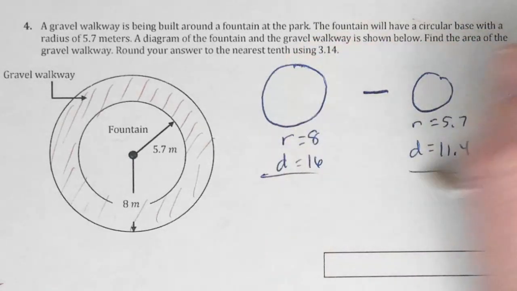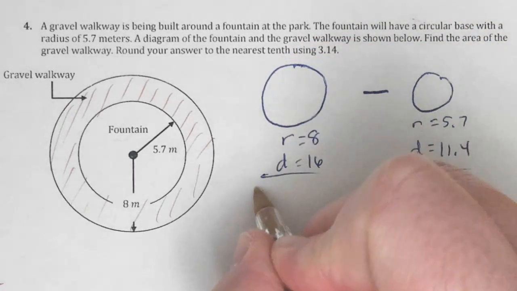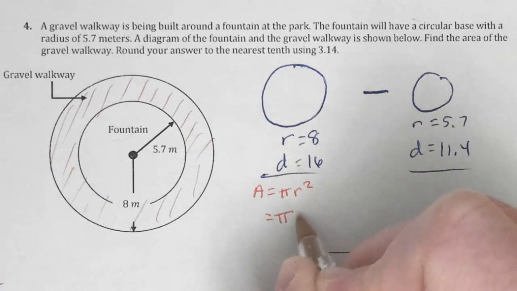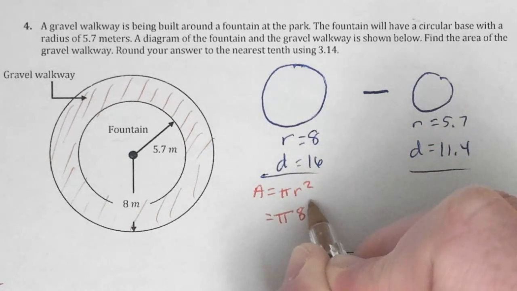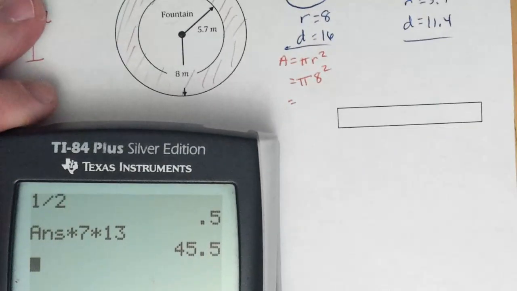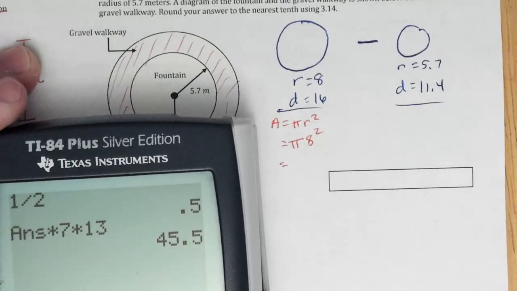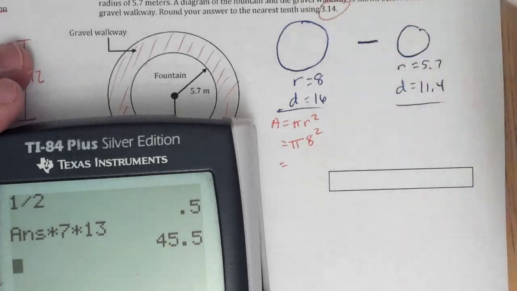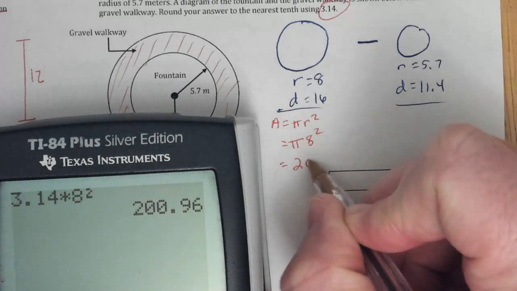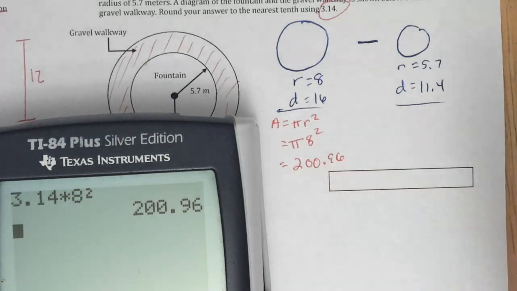Now that we have those, we can do all the work. Area equals pi r squared. So pi, your r is 8, and squared. So all we have to do now is put that in a calculator, right? And they were nice enough to say that pi is 3.14. So 3.14 times 8 squared. And we get 200.96. All right, awesome.